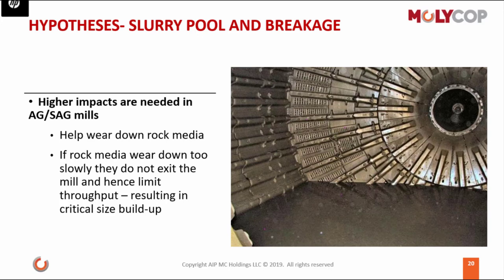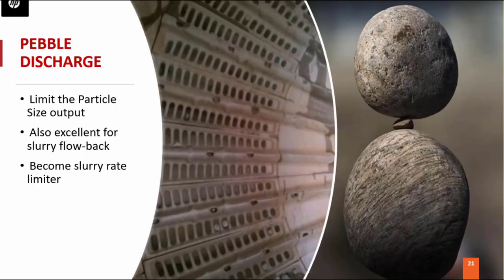And what happens if we need higher impacts in the SAG mill? That helps wear down the rock media, because if the rock media wear down too slowly, they do not exit the mill and hence limit the throughput. So you are building up the critical size, and you are going to limit the throughput. So it's important to take the pebbles out of the mill. So you will have to design the grates according to the pebble discharge. We have to identify which size is the critical size, and we have to try to take this critical size out of the mill to avoid the mill being overfilled.